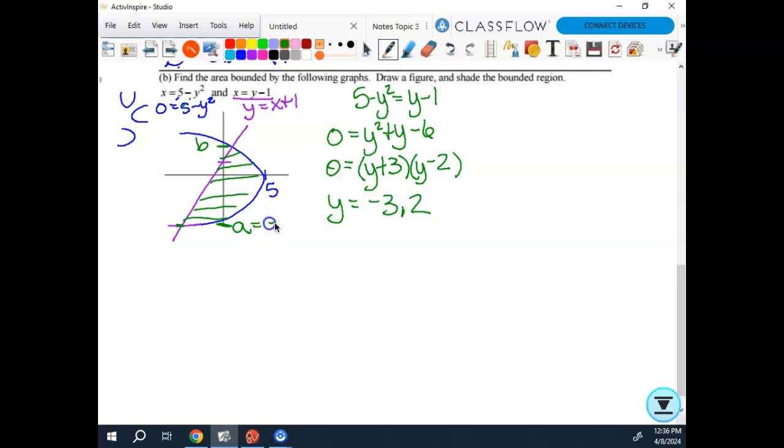So this is negative 3. This is positive 2. So that tells me what I'm integrating from, right? Gives me my limits of integration. Yes, ma'am.